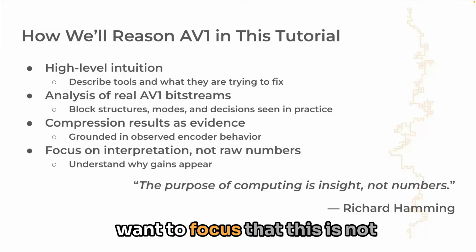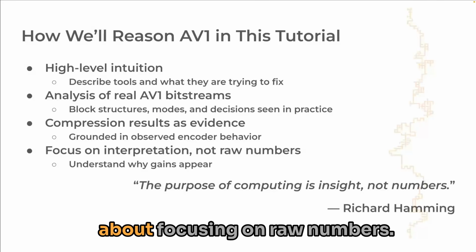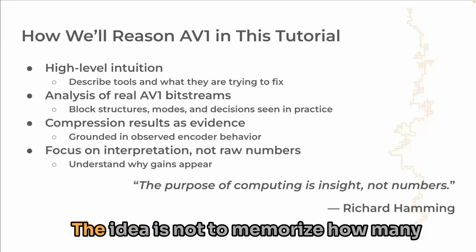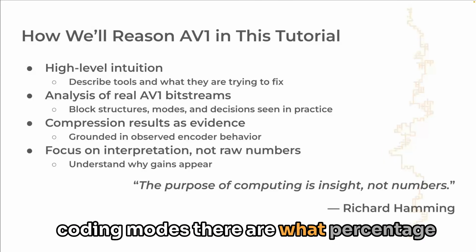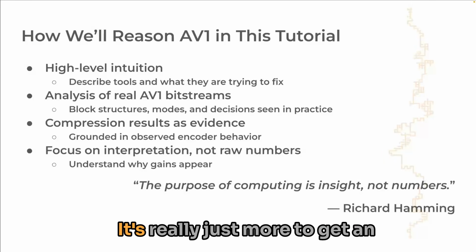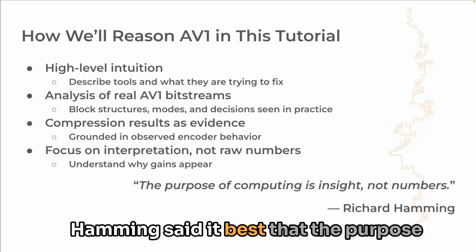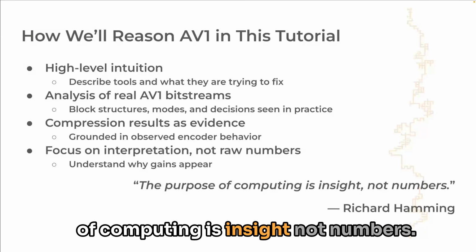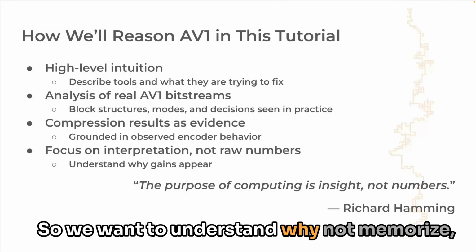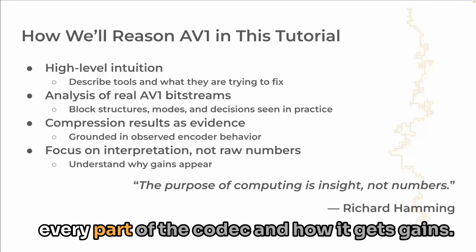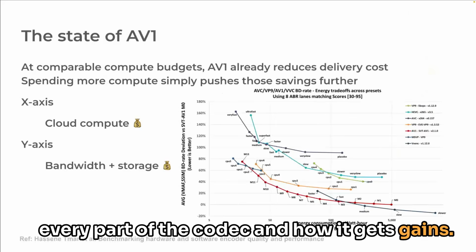But I really want to focus that this is not about focusing on raw numbers. The idea is not to memorize how many coding modes there are, or what percentage you get from each coding mode. It's really just more to get an understanding. And I think Richard Hamming said it best, the purpose of computing is insight, not numbers. So we want to understand why, not memorize every part of the codec and how it gets gains.